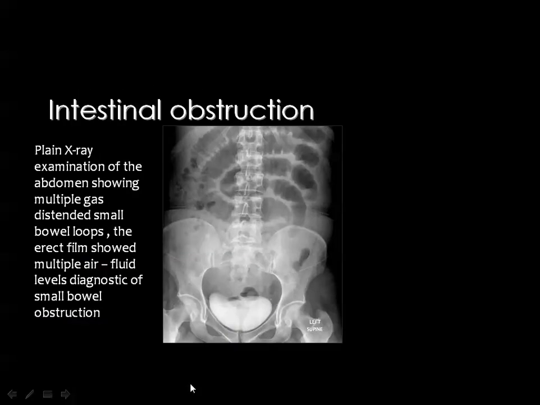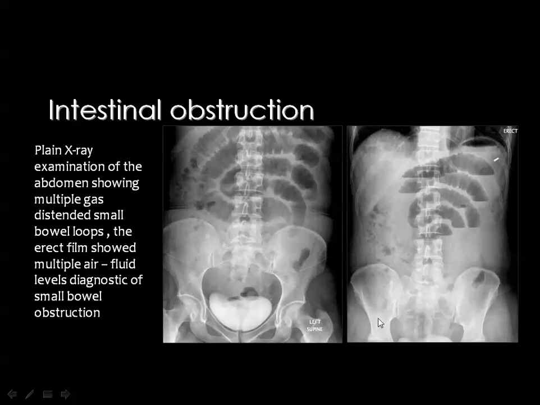Then whenever you have a case clinically suspected to have intestinal obstruction, one of the valuable diagnostic tools is to obtain a plain X-ray of the abdomen while the patient is in the supine position, and another view while the patient is in the erect position. In the supine film, you can see the intestinal loops, which are markedly dilated and filled with air. Then in the erect position, you can see multiple air fluid levels, and this appearance is diagnostic of intestinal obstruction.